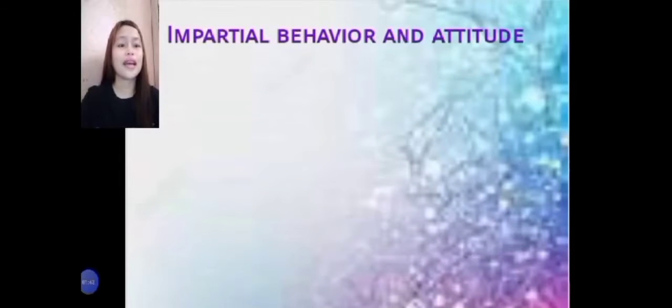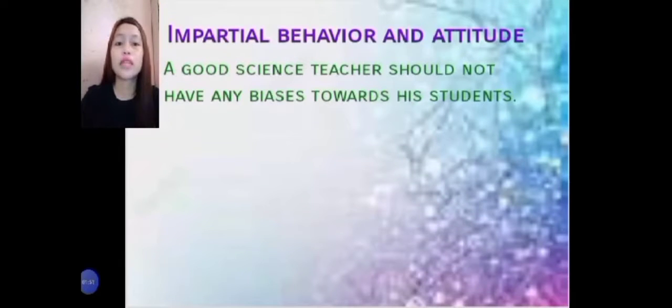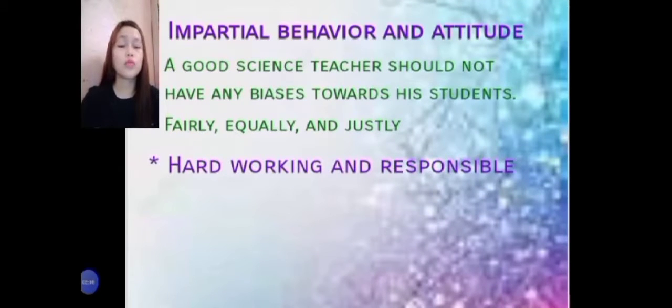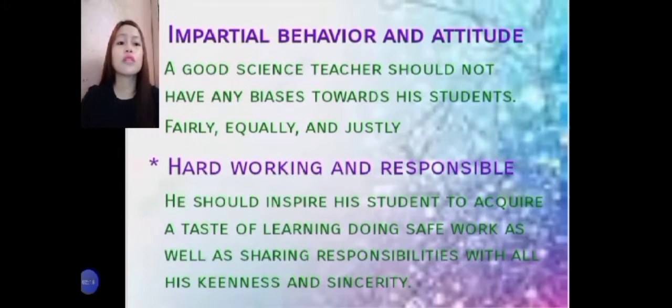Impartial behavior and attitude is a big no, no, no. A good science teacher should not have any biases towards his students. He or she should treat them fairly, equally, and justly. Another thing, a good science teacher must be hardworking and responsible in his or her job. He should inspire his students to acquire a taste of learning, doing safe work as well as sharing responsibilities, with all his keenness and sincerity.